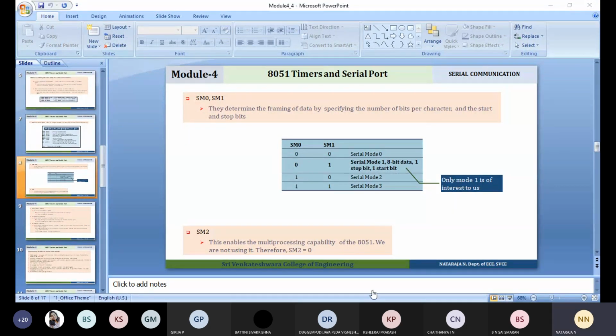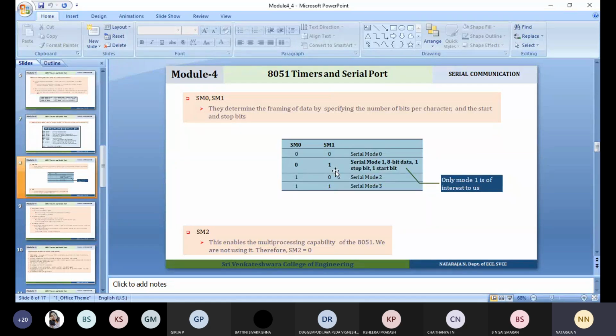If it is 0 0, I'm going to select serial mode 0. If it is 0 1, I'm going to select serial mode 1. It will be 8-bit data transfer with one start and one stop bit. We need to identify our data, so we separate our data with a start and stop bit. When we transmit data, we give one start bit, and when we end our data, we give a stop bit. In between is the data.